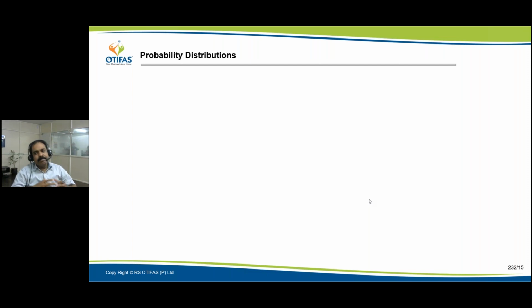There are so many probability distributions, like the chi-square distribution and the F distribution. The F distribution is used for finding ANOVA. Let us not go into detail about these distributions. Instead, we will have a very simple way of inferring things, which is the p-value.